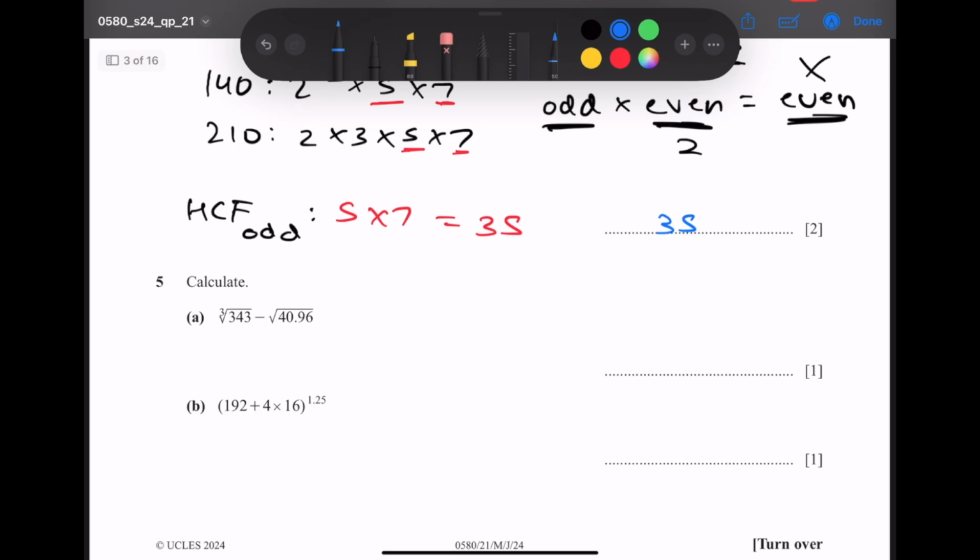So for question 5, you just have to type the numbers into your calculator. And for these types of questions, just ensure that you don't mix up numbers by chance. So 5a is 0.6 and 5b is 1024.